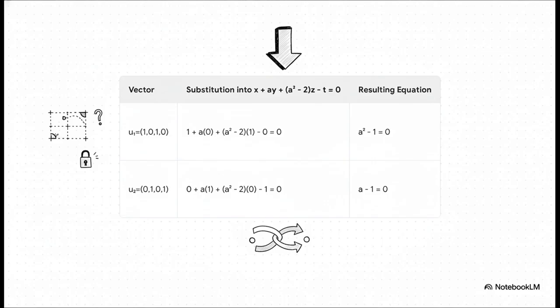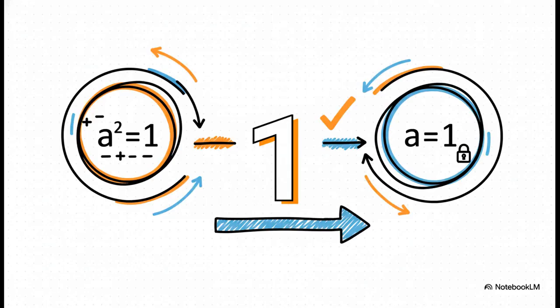Now here's the kicker. For U to be completely inside W, A has to satisfy both of these equations at the same time. And just like that, the answer kind of reveals itself, doesn't it? The first equation, a squared equals 1, tells us a could be 1 or negative 1. But that second equation, well, it's pretty insistent. It says a has to be 1. So what's the only value that works for both? You got it. A equals 1.